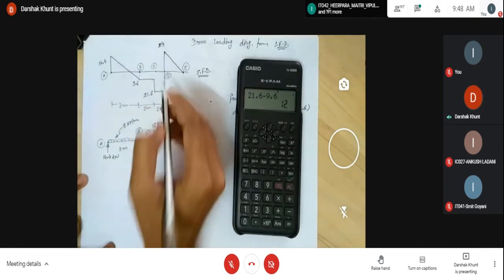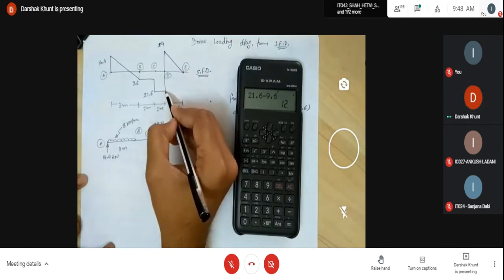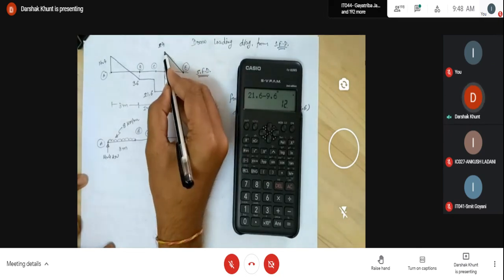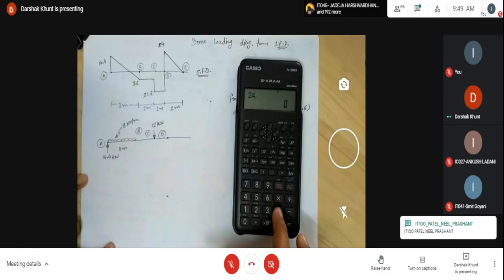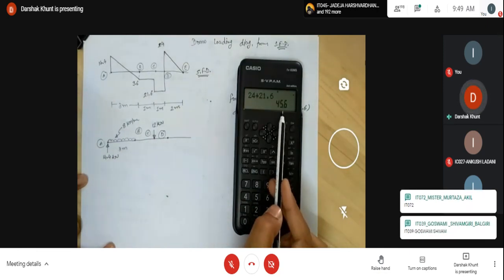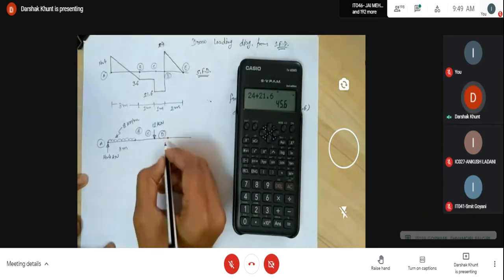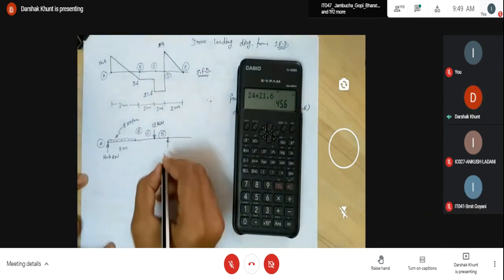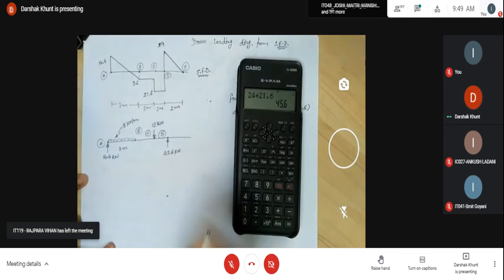Okay. Now again at point D here, minus 21.6 to plus 24. So total difference is 24 plus 21.6, 45.6. So that is in upward directions because from negative to positive here. So your reaction is upward directions. 45.6.